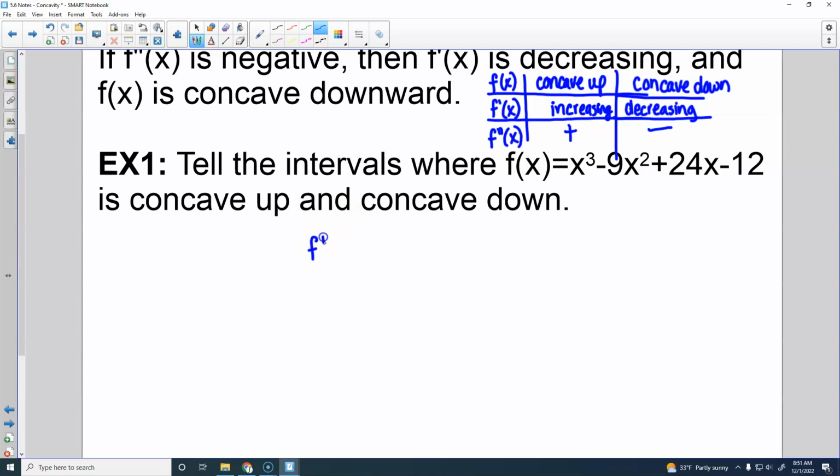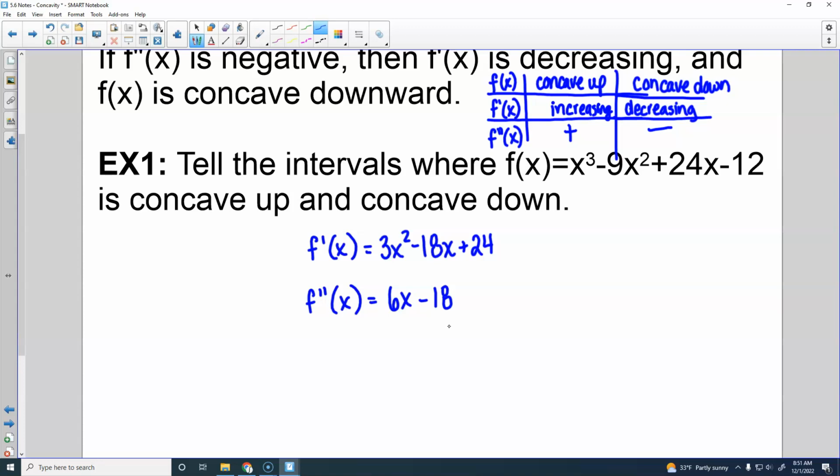So f prime of x, Braden, what's f prime of x for this one? Okay, and then we need to look at the second derivative. Bo, what's my second derivative? Okay, so what we care about is the sign of the second derivative here.